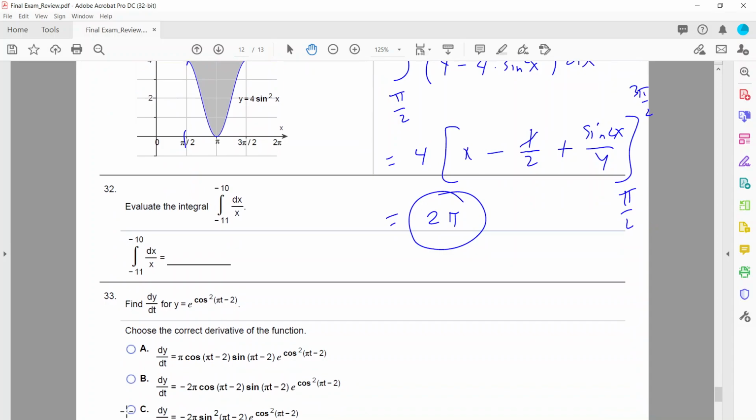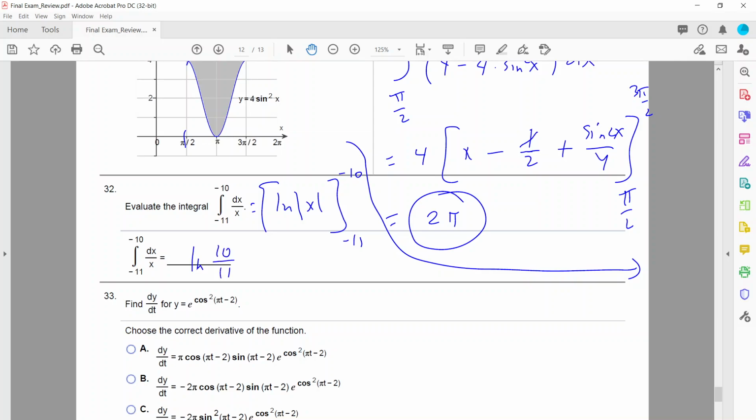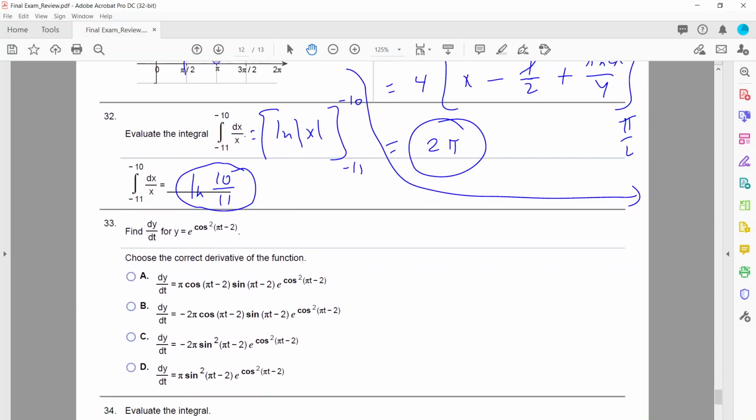For this one, we know the integration of 1 over x is ln absolute value of x. So this is ln absolute value of x from negative 11 to about negative 10. If you put this negative 10 here, because of this absolute value, it will be positive 10. So eventually this is ln 10 minus ln 11. Okay, ln 10 minus ln 11, by using the quotient rule of logarithmic function, you can write it down as ln 10 over 11. That's your answer.